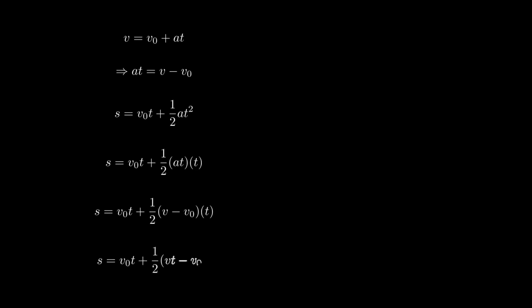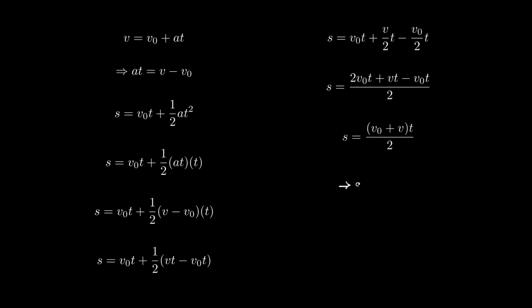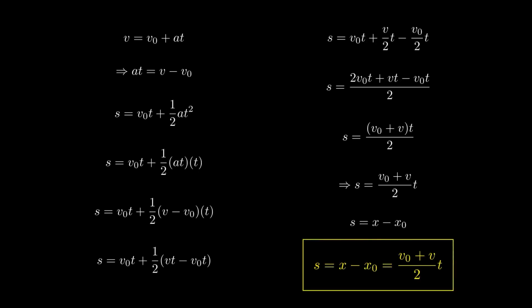Expanding the expression. Separating the terms. Taking a common denominator of 2. Combining like terms. Thus, s equals v0 plus v divided by 2, multiplied by time. Since displacement s is equal to x minus x0. Hence, the fourth equation of motion under constant acceleration is proved.